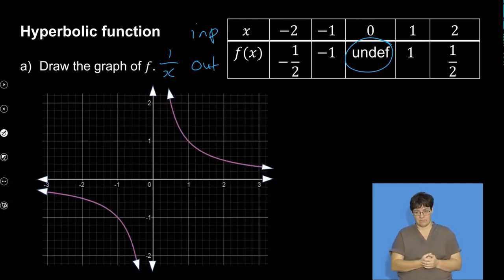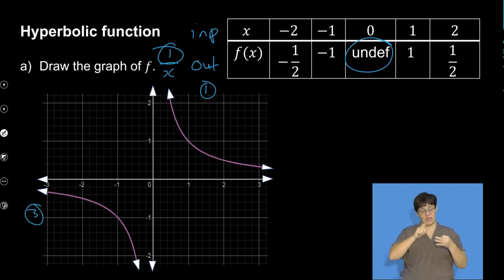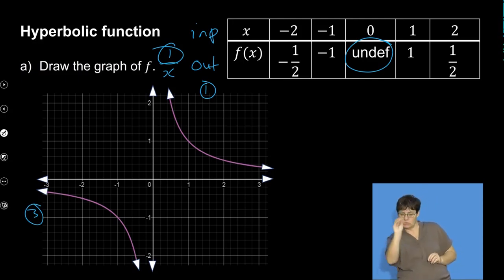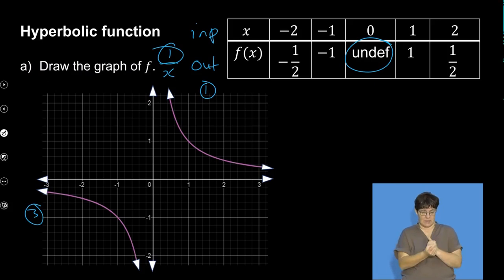Because a is positive, which is 1, already I know it must be in the first and in the third quadrant, right? So already I know something about this graph. And then I can plot my values just as I see them, that minus 2 goes with minus 1 over 2, which is somewhere there. Minus 1 goes with minus 1, which will also be somewhere there, and then you join them with a curve.